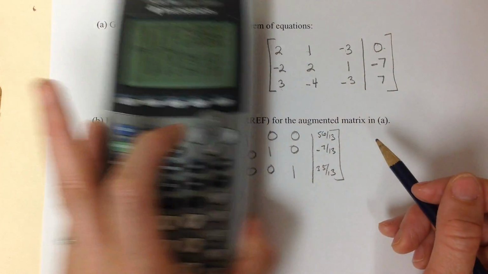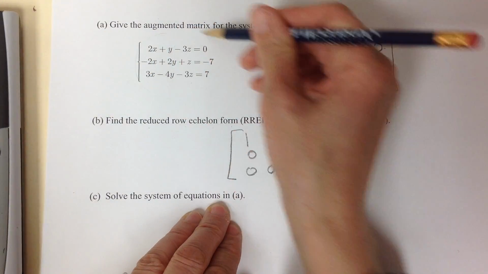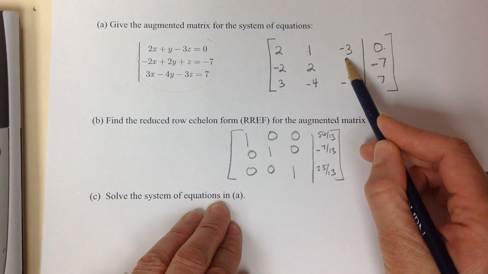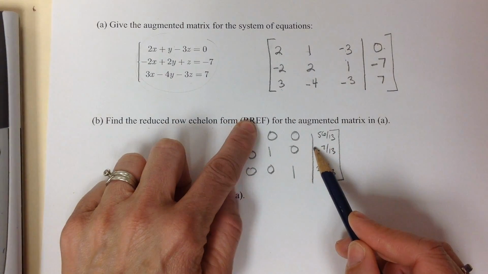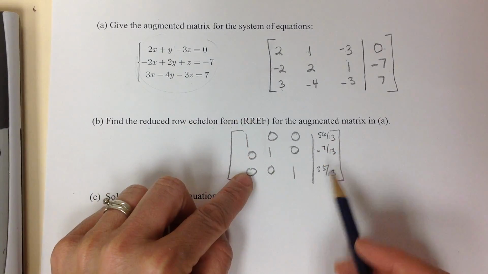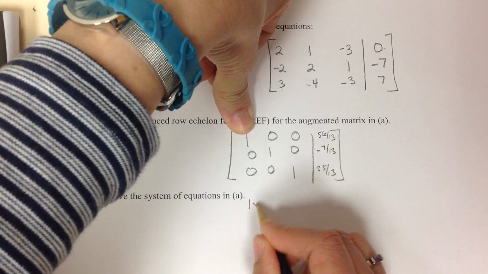Now what's the point of that? Look at this last part. Solve the system of equations that were given here in part A. If you put it into its augmented matrix, have the calculator give you the row reduced echelon form, now read off the equations that are left. I'll put at least the first one here fully.